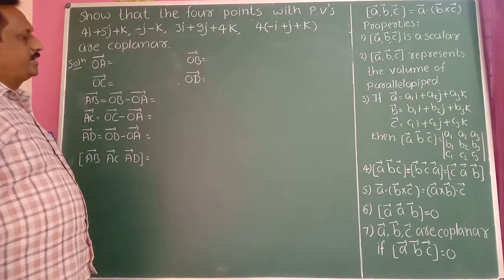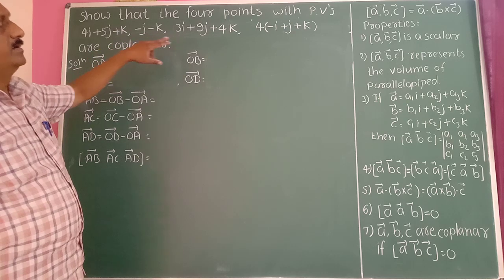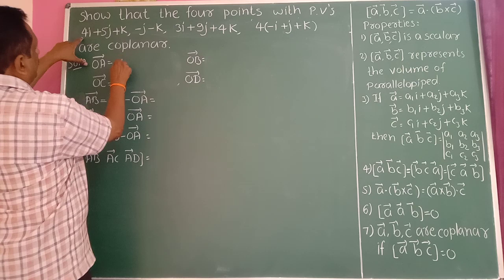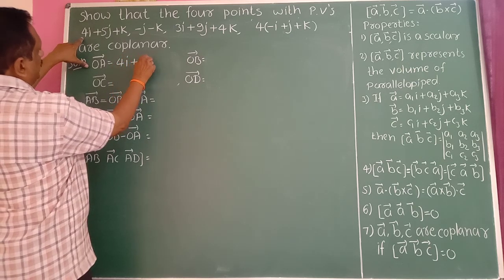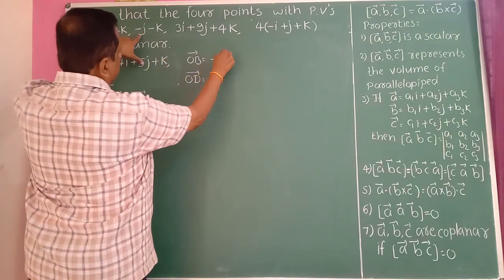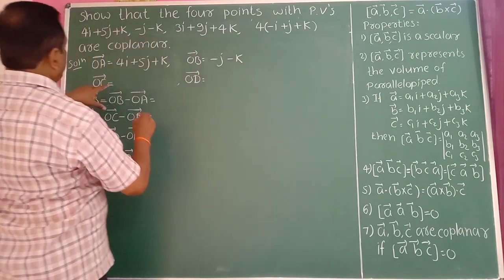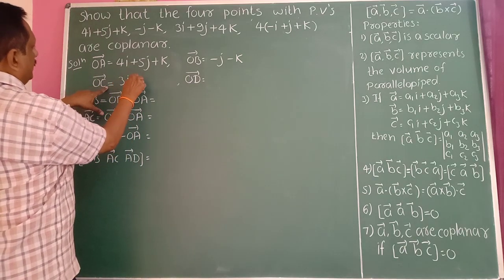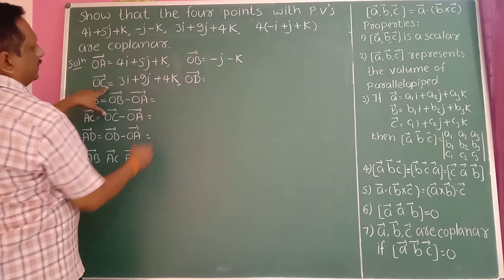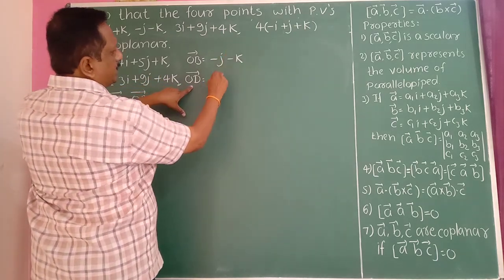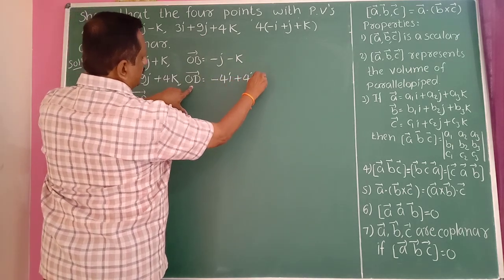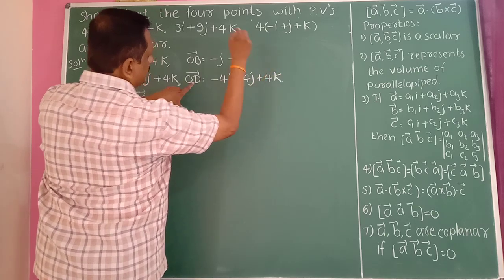Even this is also the same type of example here. Prove that the given points are coplanar. Take OA equal to 4i plus 5j plus k, OB equal to minus j minus k, OC equal to 3i plus 9j plus 4k, and OD equal to 4i plus 4j plus 4k.